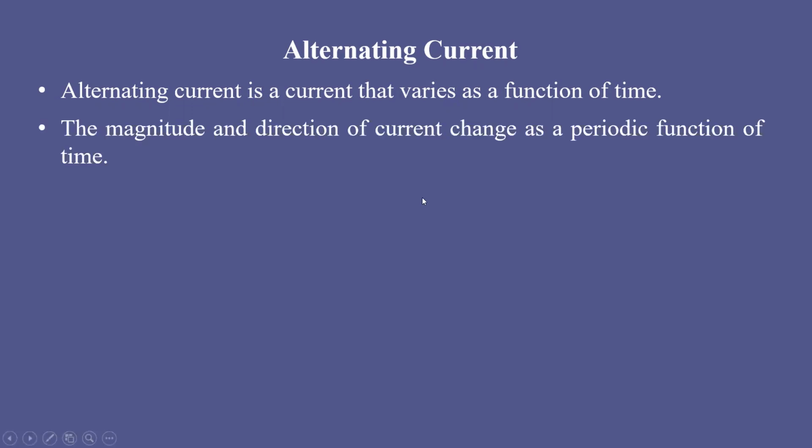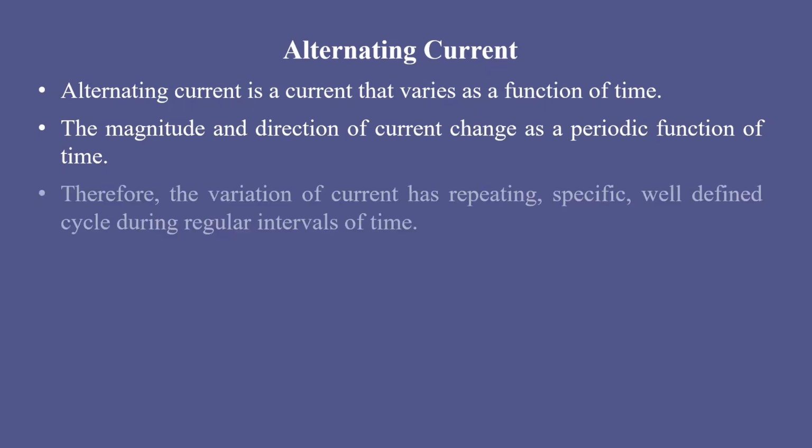The magnitude and direction of current change as a periodic function of time. Both the magnitude and direction of current change as a periodic function of time. So periodically, again and again, the direction and magnitude will change. Repeated changes take place in the case of alternating current. Therefore, the variation of current has a repeating, specific, well-defined cycle during regular intervals of time.